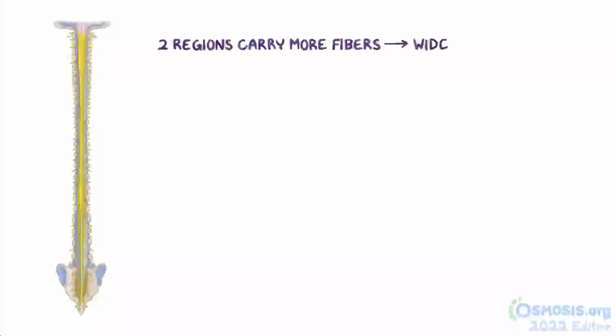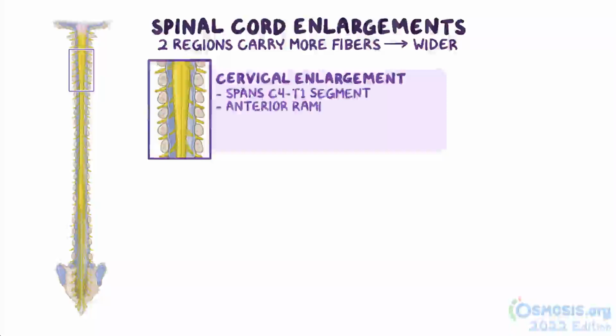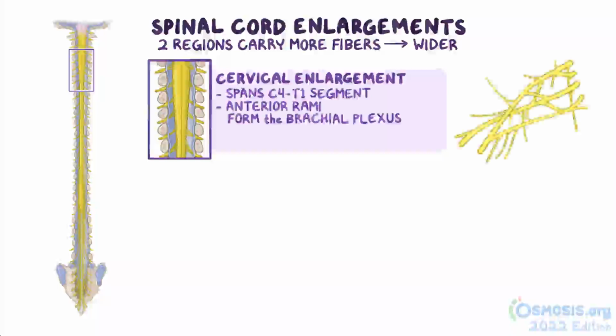Now, not all regions of the spinal cord are the same size. There are 2 regions that carry more fibers and are therefore wider, resulting in 2 spinal cord enlargements. The cervical enlargement spans the C4 through T1 segments. The anterior rami of the spinal nerves that arise from most of these segments form the brachial plexus, which provides innervation for the upper limbs.